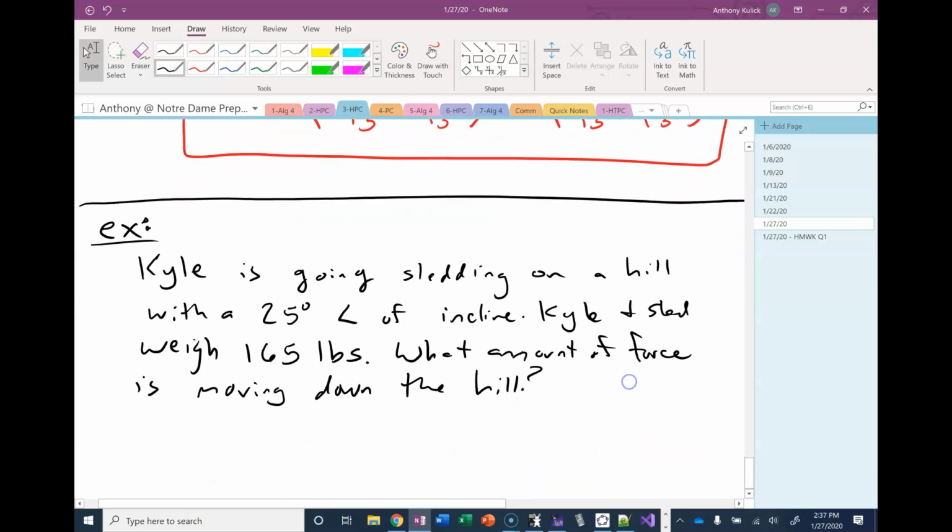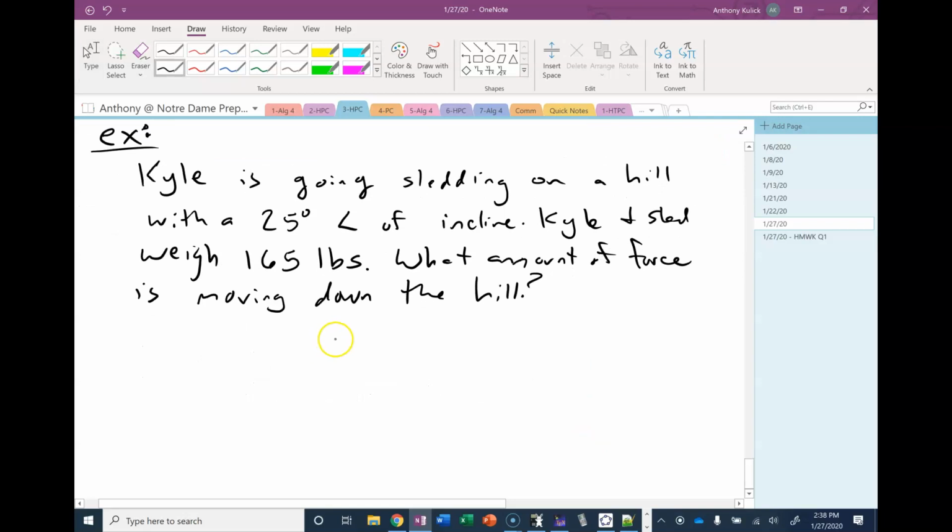So, Kyle is going sledding on a hill with a 25-degree angle of incline. Kyle and the sled weigh 165 pounds, and we're asked, what is the amount of force moving down the hill? Those of you that took physics already should recognize this as a familiar kind of first semester problem, right? Well, we're going to do it differently than they would have done it in their physics course.